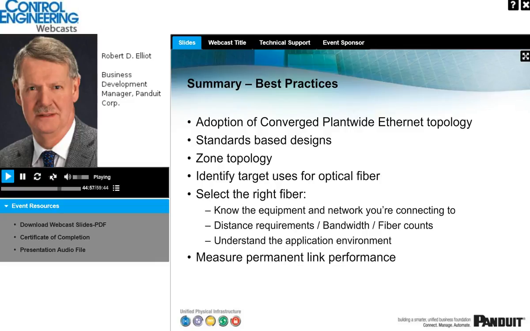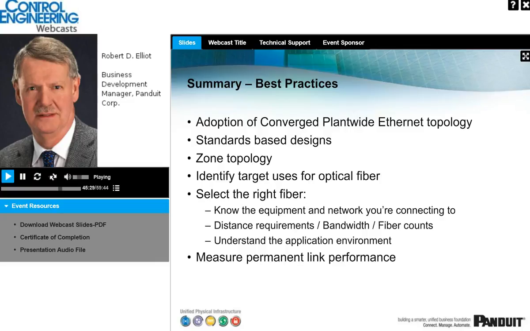IEC and ISO standards, for example, 11801, is very aligned to TIA 568. We talked about the zone topology as a way of consolidating a high data rate cabling up defined pathways or along defined pathways. We identified the targets for optical fiber, and then finally understood how to select the right fiber.